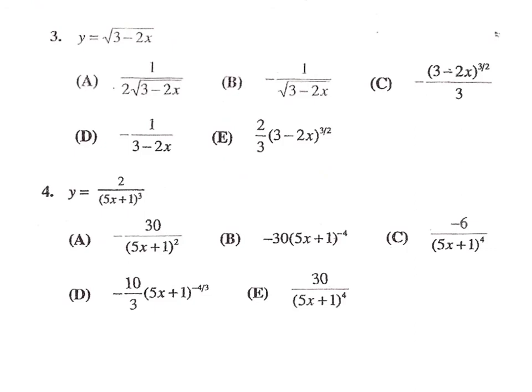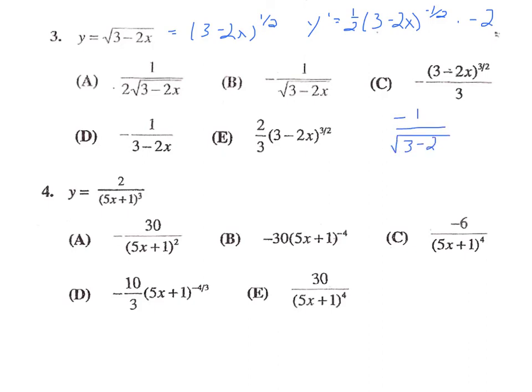For 3, I'm going to first rewrite this as 3 minus 2x to the 1/2. And then when I take the derivative of that function, I'm going to have to use the chain rule. So I get 1/2 times 3 minus 2x to the -1/2. But I still need to multiply by the derivative of the inside, which will be a -2. So the 1/2 and the -2 will just become a -1. And then I can have the square root of 3 minus 2x brought to the bottom. So that will be choice B.